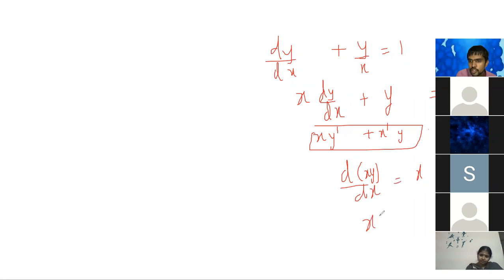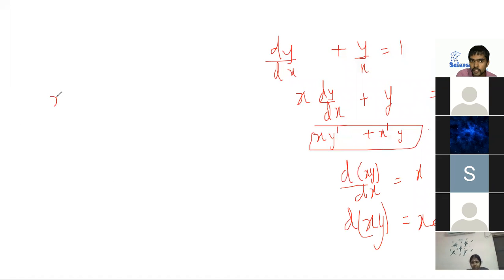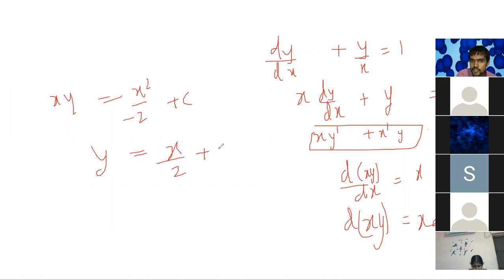So if I integrate on both sides, what will I get? D of xy is equal to x dx. So if I integrate, what will I get? Xy is equal to x square by 2 plus c. So I get y is equal to x by 2 plus c by x. This is how I can solve the equation. So what is the strategy used here?